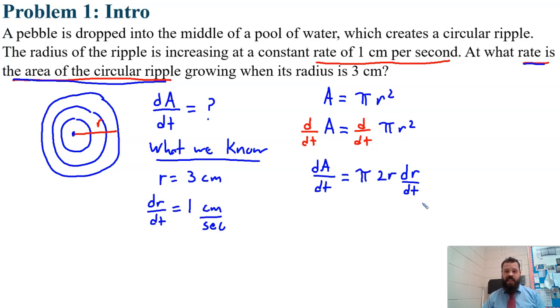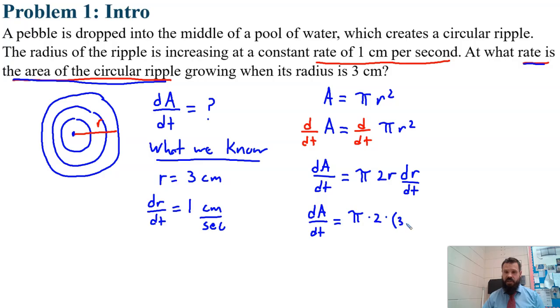All right, that's it for the calculus. Once I have that derivative taken care of, what I can do is just plug in my different values. So we can finish this off by saying dA over dt, the change of area with respect to time, is going to be equal to pi times 2 times r, the radius, which we're looking specifically for when the radius is 3 centimeters.